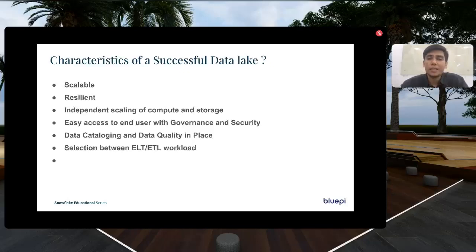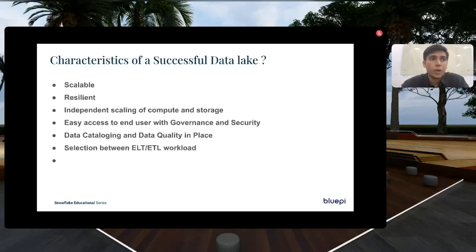But with ELT, that is not the case. You just load the data, dump it into your data lake, and only then proceed with your transformation. One other important decision to consider while choosing between ELT and ETL is that if you go with ETL, you would not have the rawest state of data in your data lake, because you are doing some transformation over the data and then loading it into your data lake.